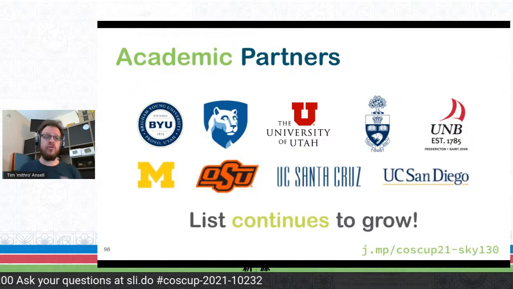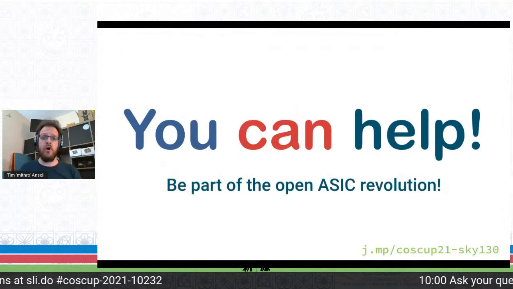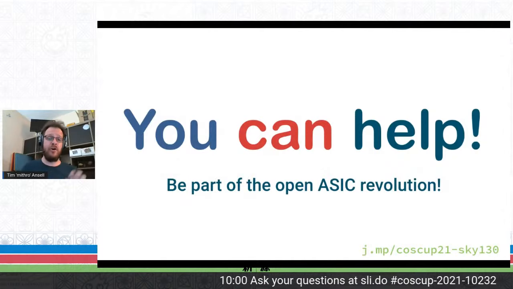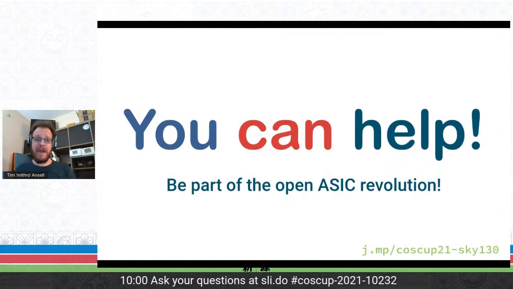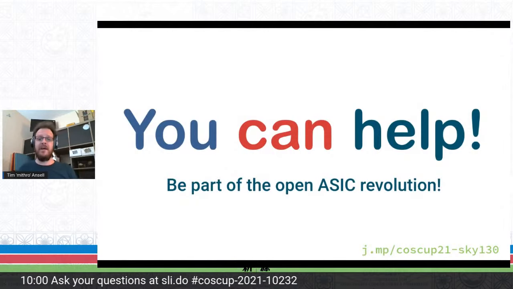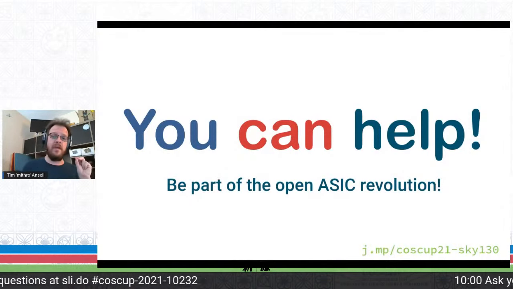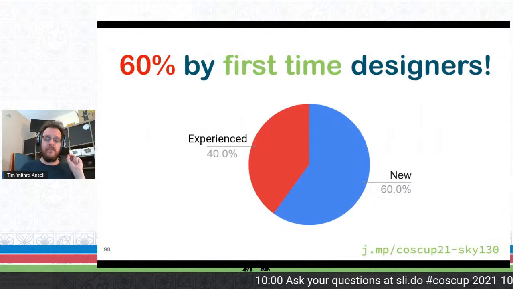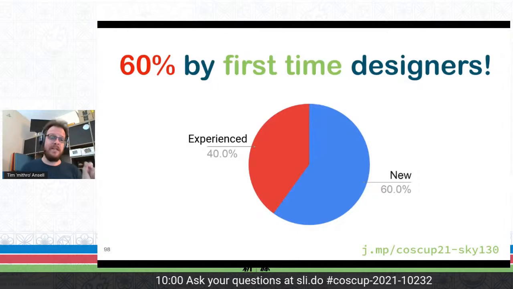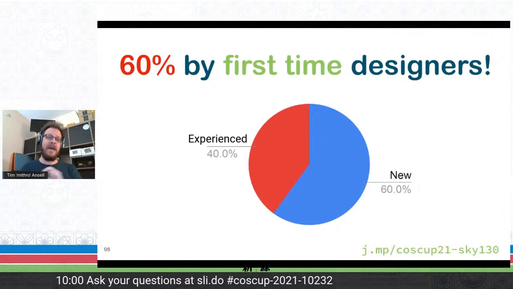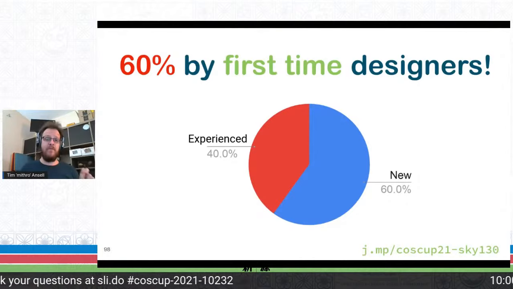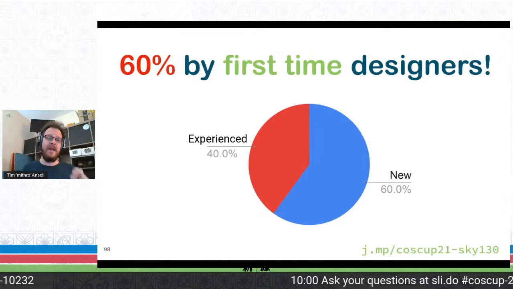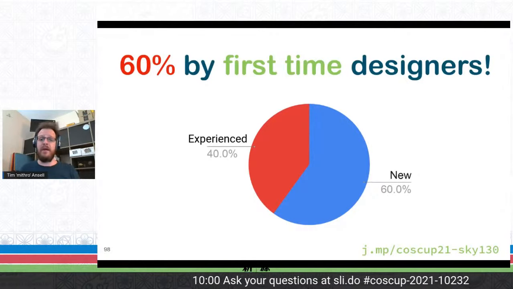So if you're doing something in this space or you want to do something, you can help. You can be part of this open ASIC revolution, and you may even tape out chips as part of this. And I want to come back to the MPW1. 60% of people who were doing a tape out on MPW1 had never done a design before. And I think that shows that you can really participate even if you've never done anything in this space.